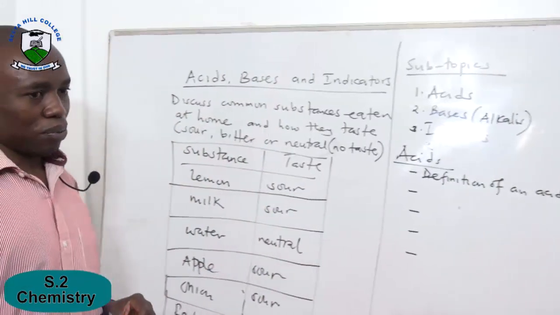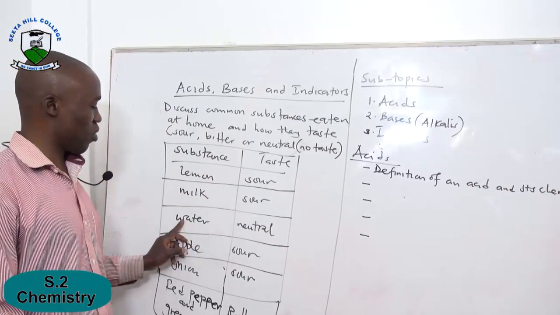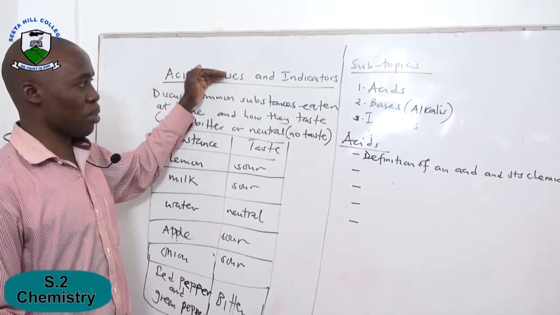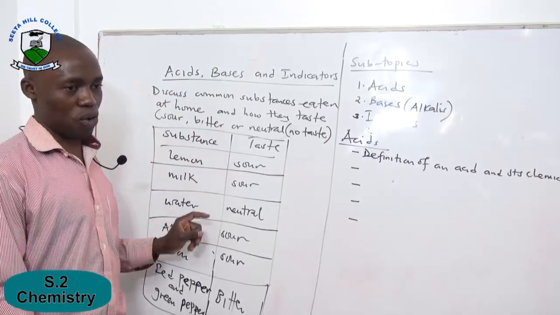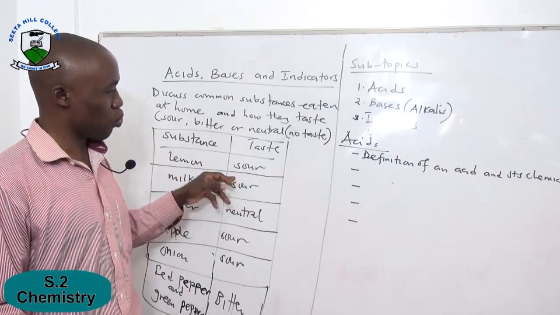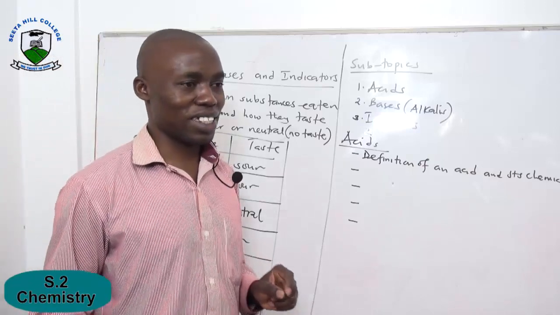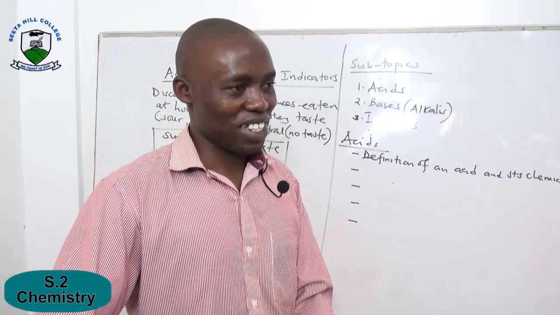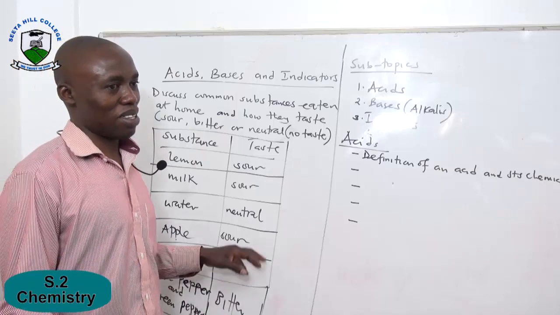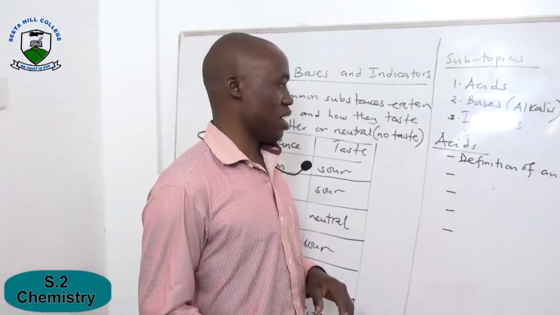Now, these substances, as you've categorized to me, you have said we can have lemons which are sour, milk which is sour, water which is neutral, apple sour, etc. And I asked a question because we say these substances can be acids, bases, and neutral substances. If indeed these substances are that, which test would qualify the substance to be an acid, and which test would qualify the substance to be a base? Some people have some knowledge here: the test that qualifies acids is sour. The test that qualifies bases is bitter. And neutral is tasteless. Great.